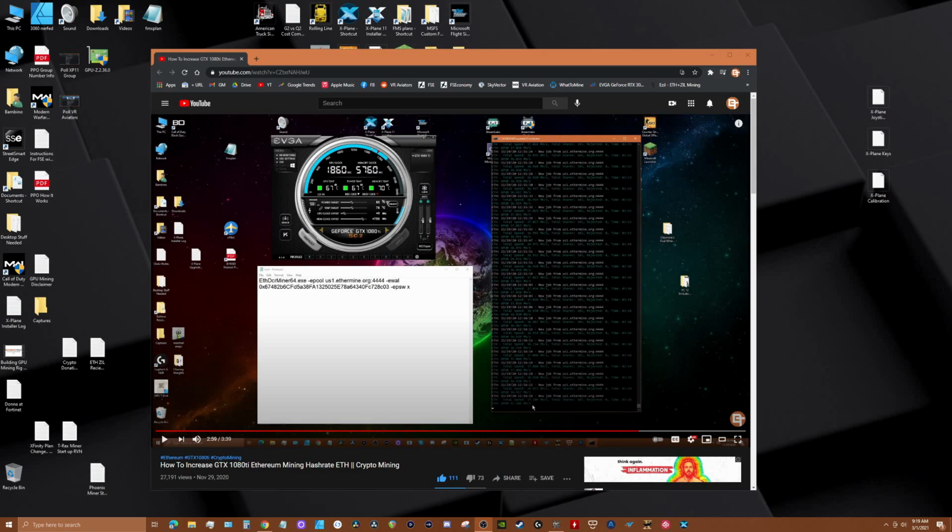I'm going to have to switch to my camera view because I don't want the OBS recording to affect the hash rate that I'm getting when I make the changes. So let's take a look at that.